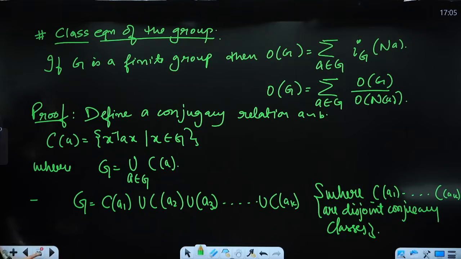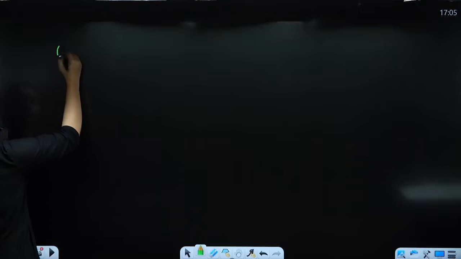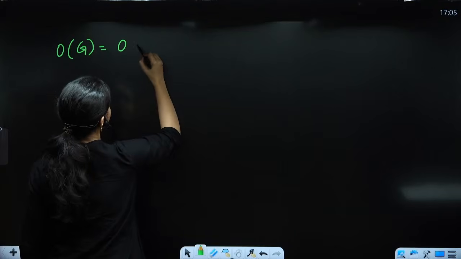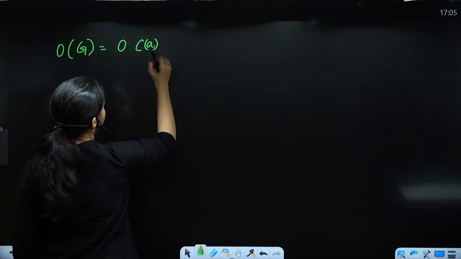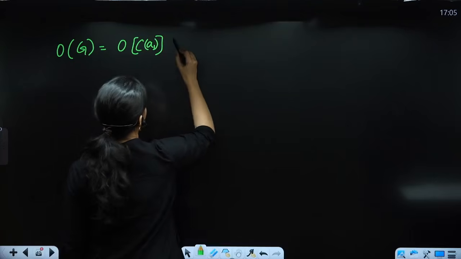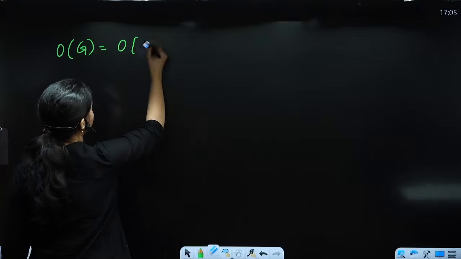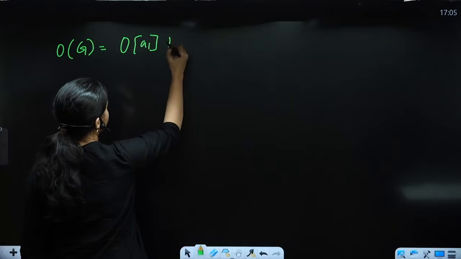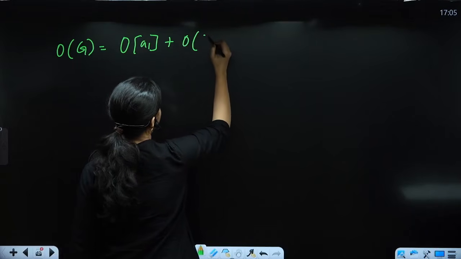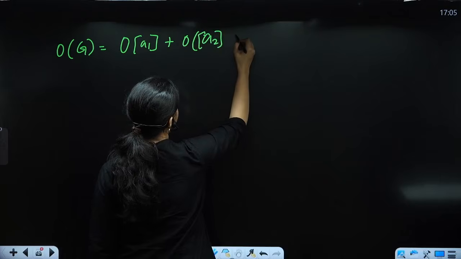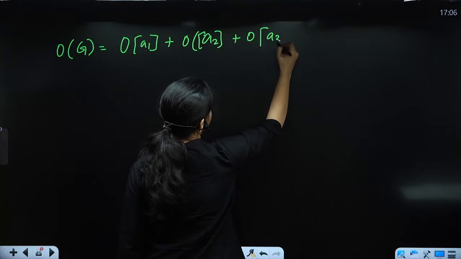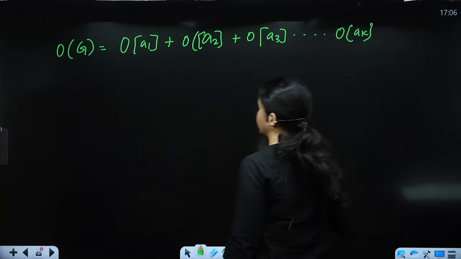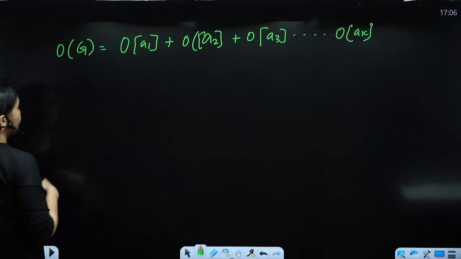Okay, so from here I can write that order of G equals order of C of A1, right? Or let me just write that notation. Order of conjugacy class of A1 plus order of conjugacy class of A2, right? Then plus order of conjugacy class of A3, till order of conjugacy class of AK.